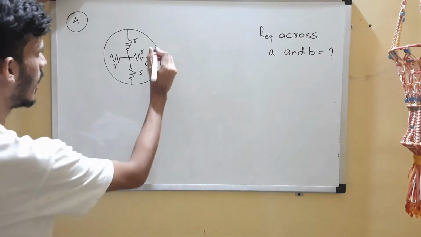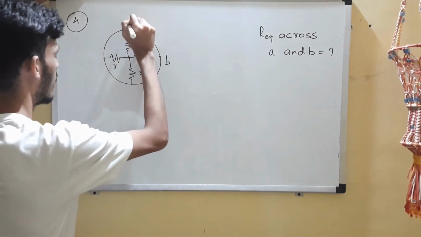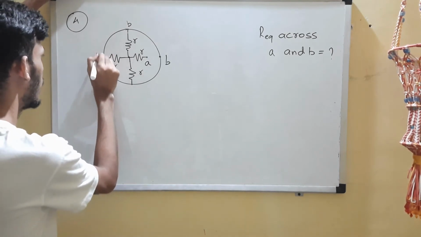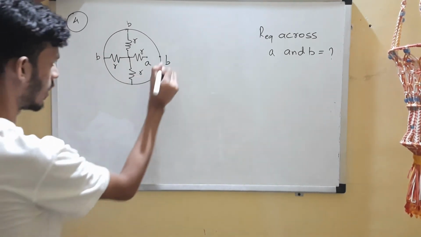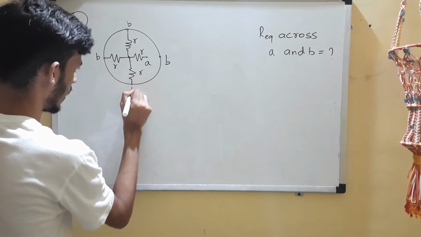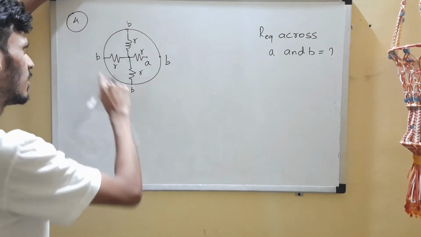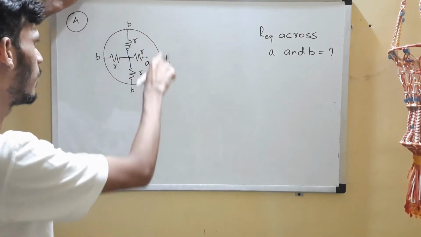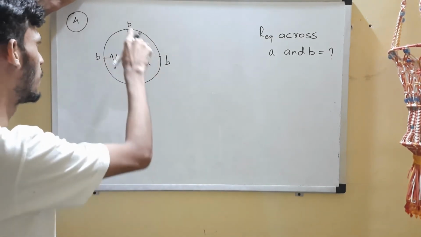Okay, so you can see that this point and this point are connected, which means the potential over here will be B. This point and this point are connected, again the potential over here is B. Here again, if you see, this point and this point are connected, and there is no resistor or any circuit element in this segment, right? So everywhere the potential will be B. Okay, so B, B, B.